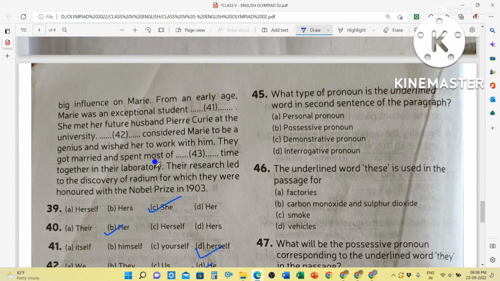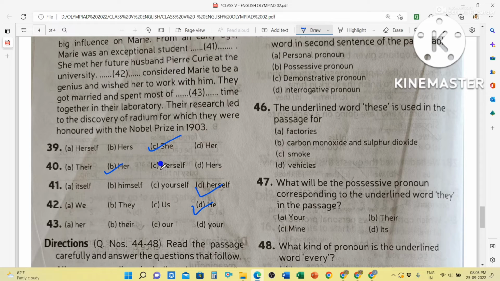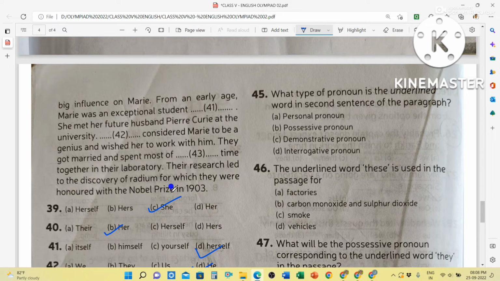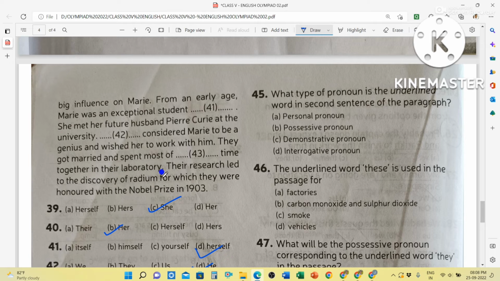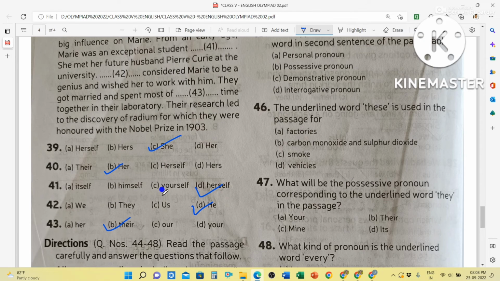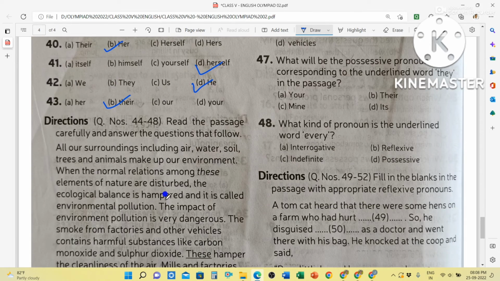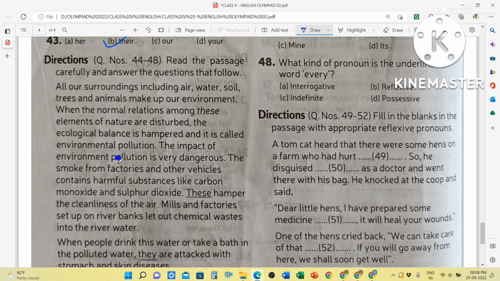They got married and spent most of their time together in their laboratory. Their research led to the discovery of radium, for which they were honored with the Nobel Prize in 1903. Now read the passage carefully and answer the questions that follow.